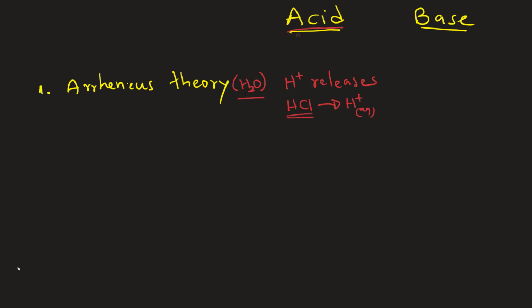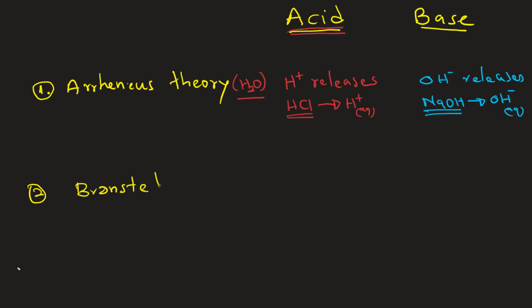An example is hydrochloric acid. It releases H plus. So the Cl minus is there, but the more important thing is protons are released to the water. So what's a base? Hydroxides released to the water. That's something like sodium hydroxide releases OH minus to the water. So that's the Arrhenius theory, the oldest theory for acids and bases.